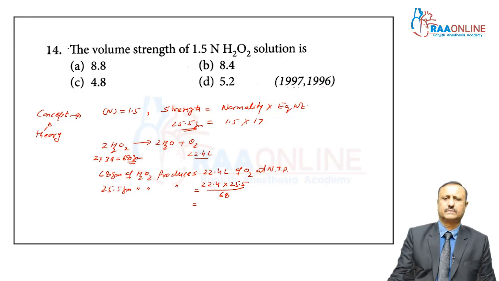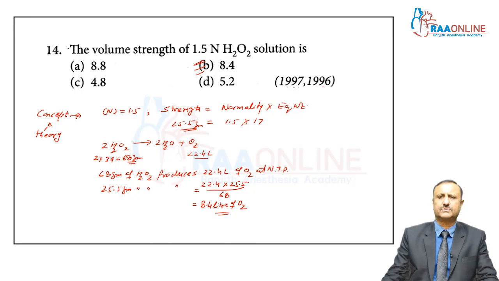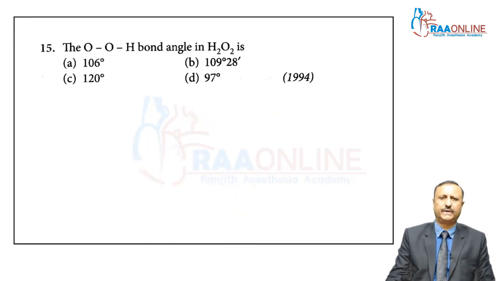Then, my dear students, here you can remove the decimal point and place 0, multiply both quantities and divide by 68. Then, my dear students, you get the answer 8.4, that is 8.4 liter of oxygen produced. So, your answer is B, 8.4 liter. This is question number 14. In this question, my dear students, you get the answer B. Now, we can go to question number 15.